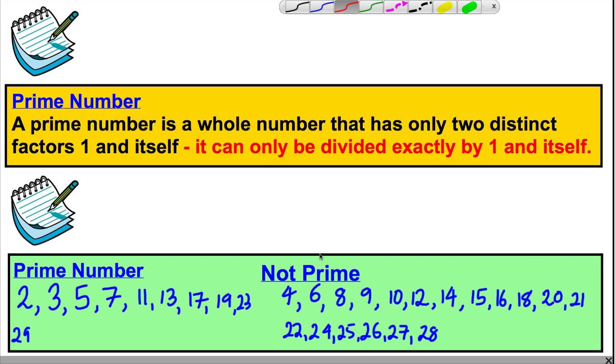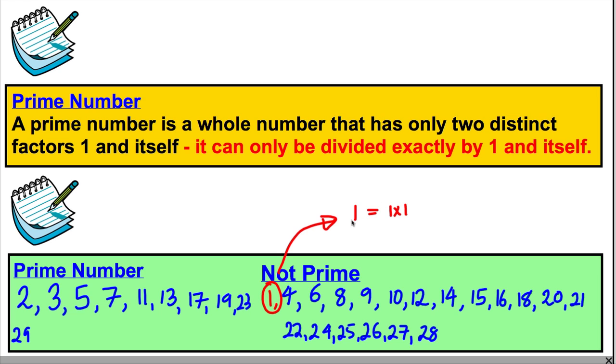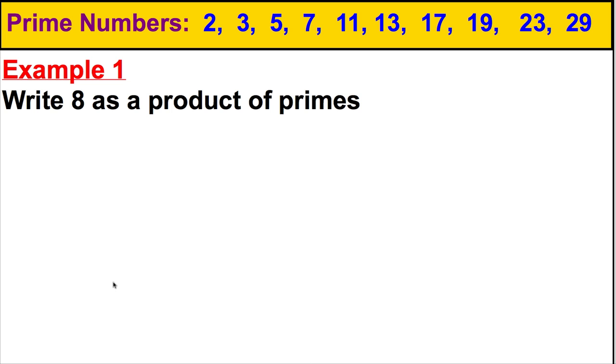One to mention that I haven't, the number 1. Well, that's a key one. The number 1 is not prime, and the reason is 1 can only be written as 1 times 1. It doesn't have two different factors, and they're the same, so it only has one factor, as it were. So 1's a special case, it's not a prime number. So here are the primes we need to know: 2, 3, 5, 7, 11, 13, 17, 19, 23, and 29 to do our questions. And here's our first question.